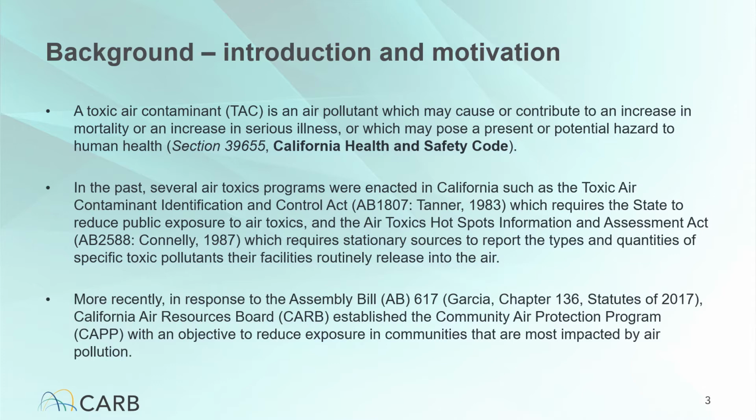In the past, several air toxics programs were enacted in California, such as AB 1807, which requires the state to reduce public exposure to air toxics, and AB 2588, which requires stationary sources to report the types and quantities of specific toxic pollutants their facilities routinely release into the air. More recently, in response to Assembly Bill 670, California Air Resources Board established the Community Air Protection Program with an objective to reduce exposure in communities that are most impacted by air pollution.